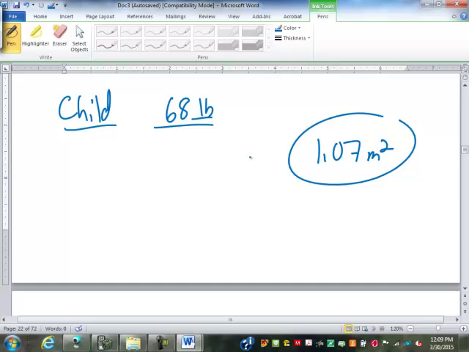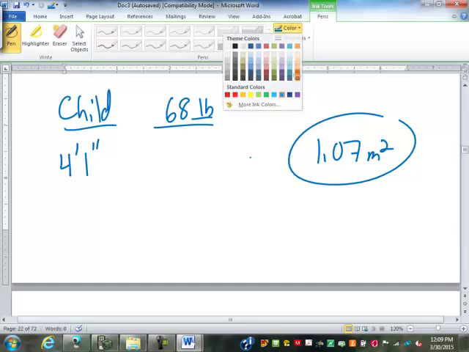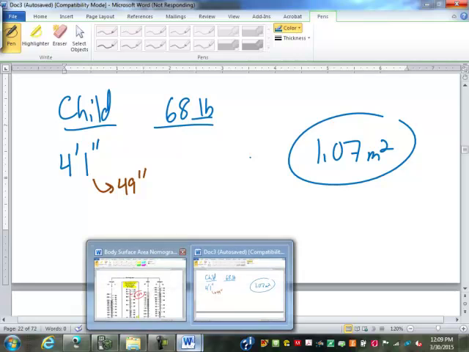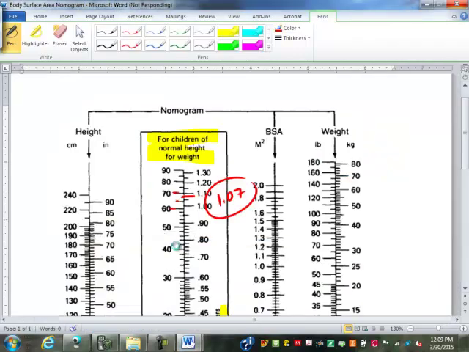Well, let's go back and say that this child is 68 pounds. Let's say that their height is 4 foot 1 inch. Actually rather tall for a 68 pound child. Let's now go back to the nomogram. Of course, this is 49 inches. And let's find them using the full chart. So height in inches. I've got to put my line back in here, it looks like.